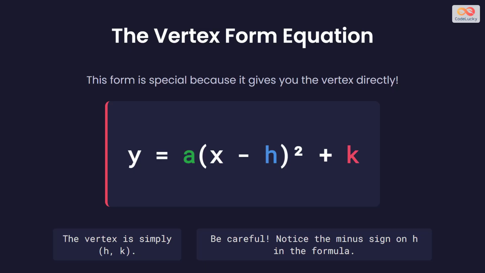There's another common format called vertex form. This is written as y equals a times the quantity x minus h squared plus k. The great thing about this form is that it tells you the vertex directly. The vertex is simply the point h, k. Just be careful with the sign of h, since there's a minus in the formula.